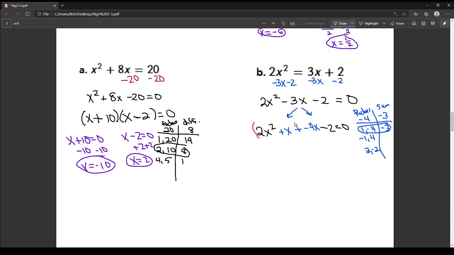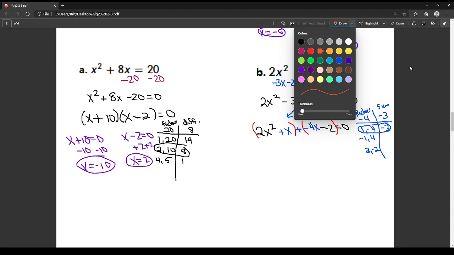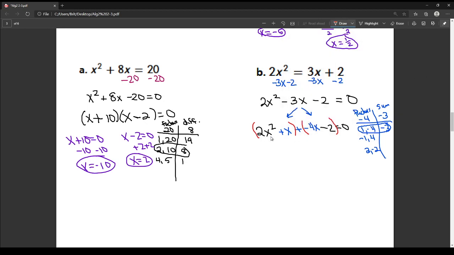Our next step is to split into 2 sets of parentheses that are being added. And then I need to factor out the GCF. So in this first set of parentheses, the GCF between 2x squared and x is x. Now you see how I have positives here and negatives here? That means that my second GCF needs to be a negative. That way I flip my signs. So then the GCF between negative 4x and negative 2 is negative 2.